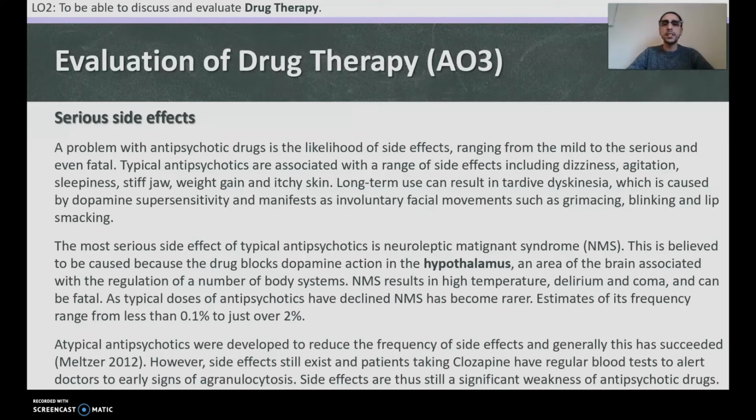However, side effects still exist, and patients taking clozapine have a regular blood test to alert doctors to early signs of agranulocytosis, which is that blood condition that could potentially kill you. Side effects are thus still a significant weakness of antipsychotic drugs. Loads of weaknesses. So is this a strength or a weakness? Well, this is clearly a weakness. This is a very bad thing to happen as a result of drug therapy.